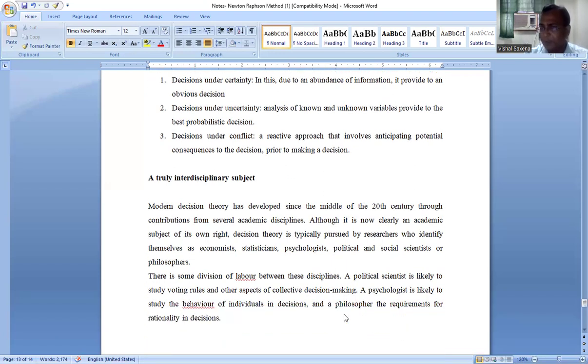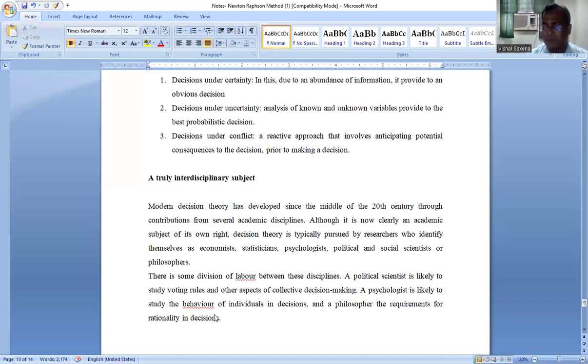Although it is now clearly an academic subject in its own right, decision theory is typically pursued by researchers who identify themselves as economists, statisticians, psychologists, political and social scientists, or philosophers. There is some division of labor between these disciplines. A political scientist is likely to study voting rules and other aspects of collective decision making.